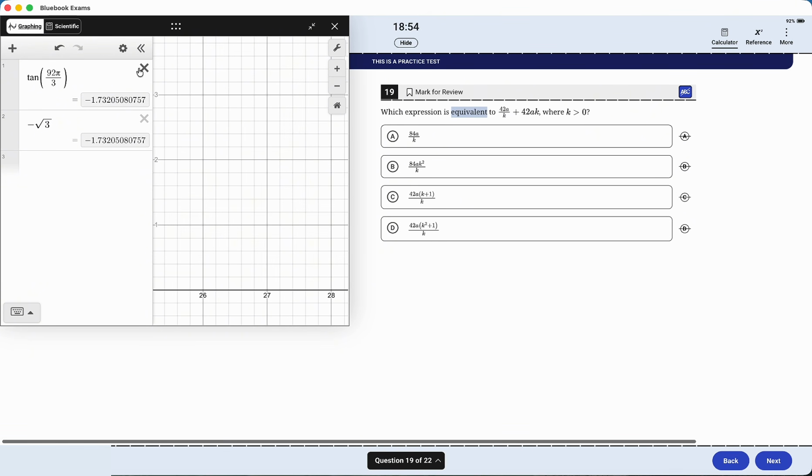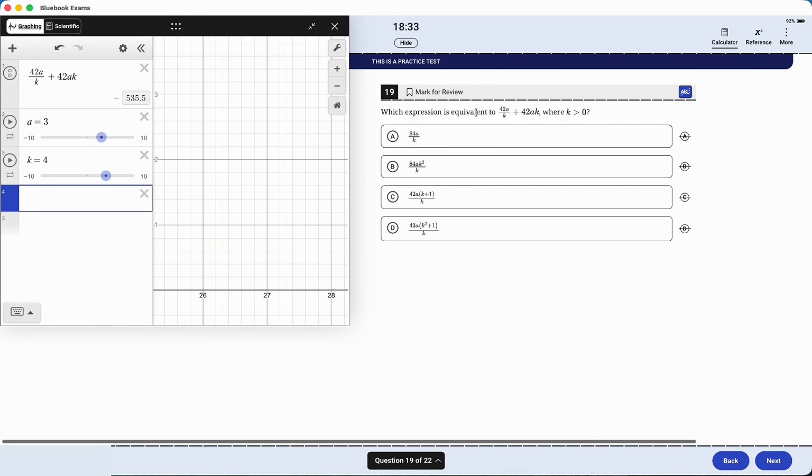Okay, next one. Here's an equivalent problem that we can kind of do in Desmos, right? You could do algebra here. Honestly, I wouldn't. Here's what I would do, right? 42a over k plus 42ak, right? So if you see, if I put this into Desmos, it's not going to give me anything. It's not going to give me a graph because it's not an equation, right? And it's not going to give me any value because it doesn't know what a and k are. So what I would do is just tell it, hey, let's make a 3 and let's make k 4, right? And now I have a value. And what equivalent means is that one of these has to be exactly the same, right? So now you see, I can just enter in answer choice A, right? And it tells me it's 63 under those conditions.